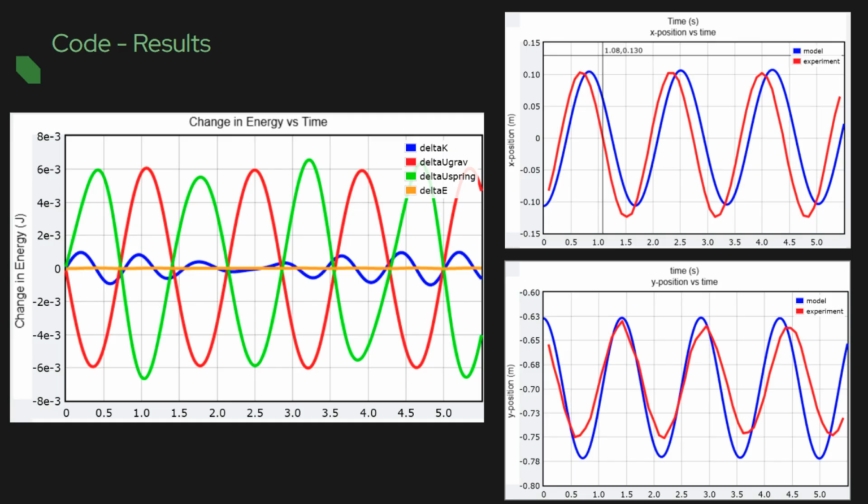Next, our results. On the left, you can see the energy graphs, delta K, delta U spring, and delta E. Now on the right, you can see the position in the x and the y. Red is our experiment, and blue is our model that we coded.